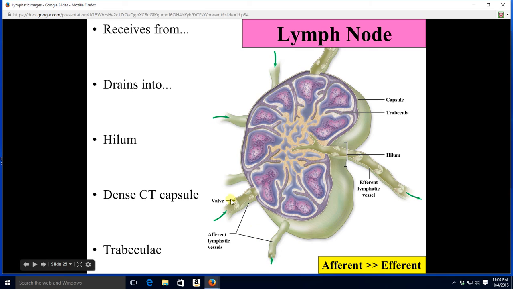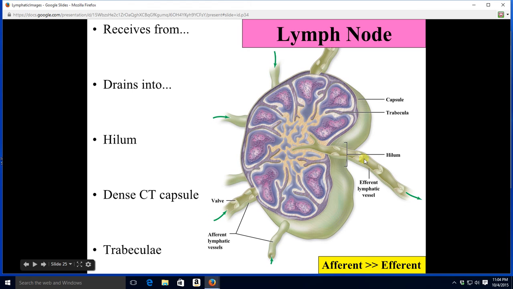It's going to get lymph from, in this case, 6 afferent lymphatic vessels. It is dumping lymph into one efferent vessel, which of course should be a cleaner one. Notice the afferent vessels outnumber the efferent. This will create a bottleneck in here. It'll slow down flow, which means we'll have more time for analyzing and filtering and cleaning the lymph.